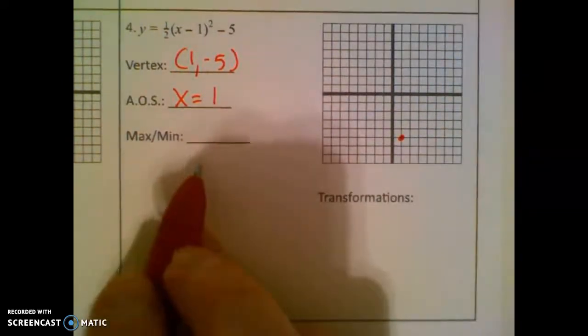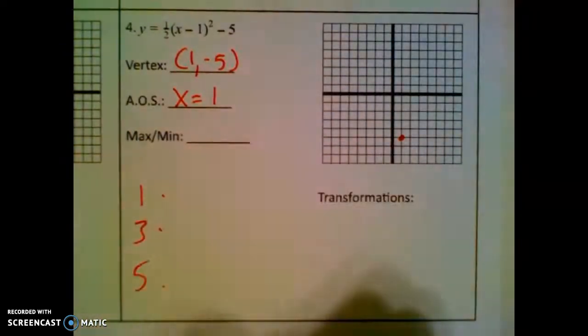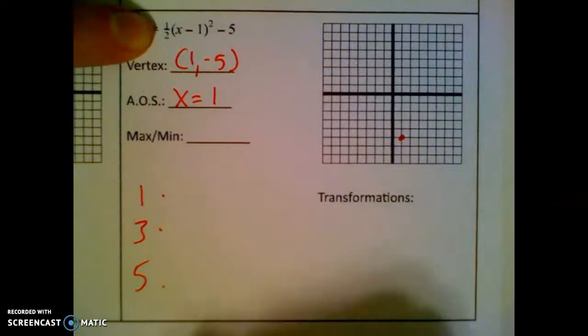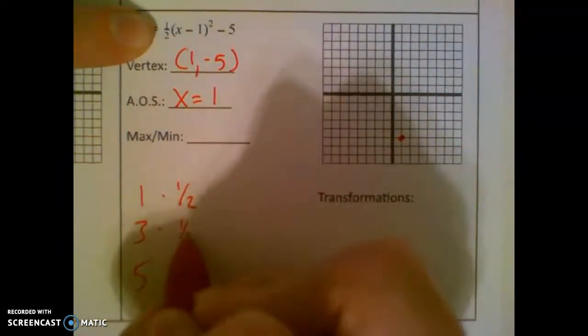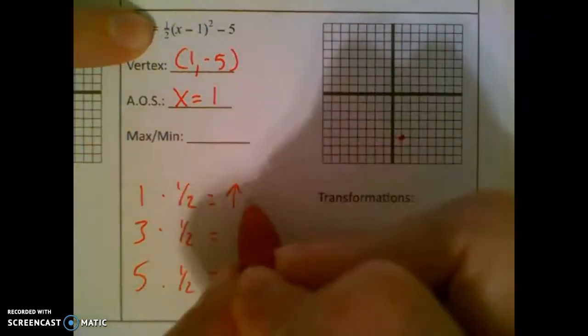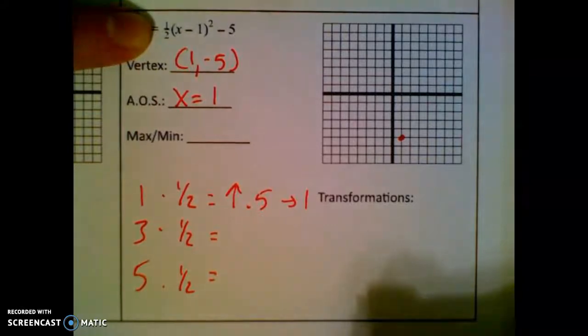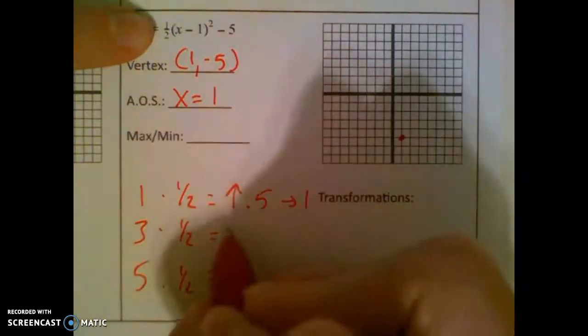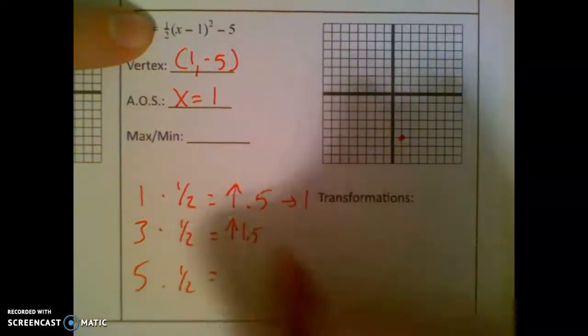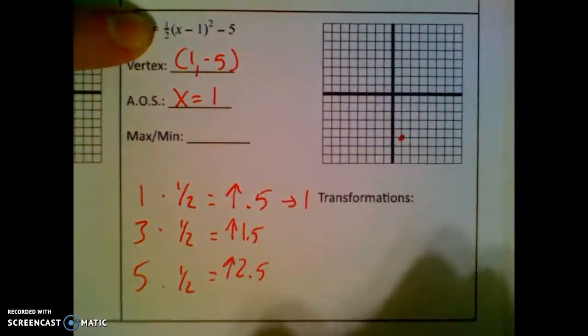And I didn't write on this one what you have, but always on your paper write a 1, 3, 5 pattern and just multiply by whatever that a value is. So in this case, 1/2. And if it's positive, it's going to go up. So I'm going to go up 1/2 and then over 1. I'm not going to write the over 1 because it's always over 1. Okay, 3 times 1/2 is up 1.5 over 1, and 5 times 1/2 is up 2.5 over 1.